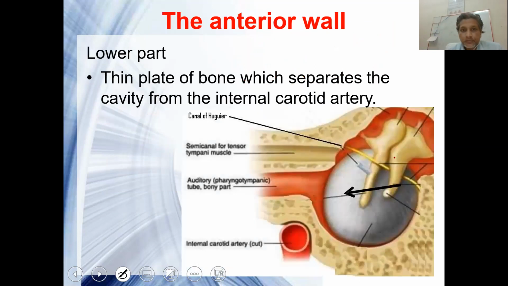So the anterior wall we are well versed with. This is the tensor tympani opening. This is the eustachian tube. This is the tympanic membrane, and you are visualizing the middle ear from the medial side.